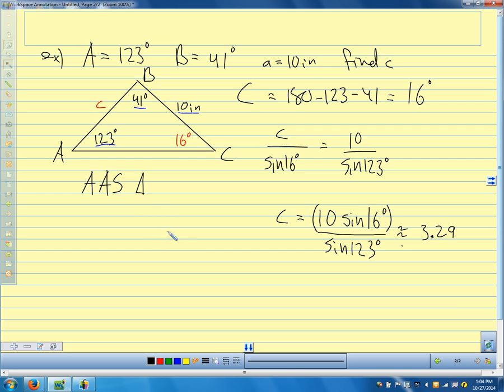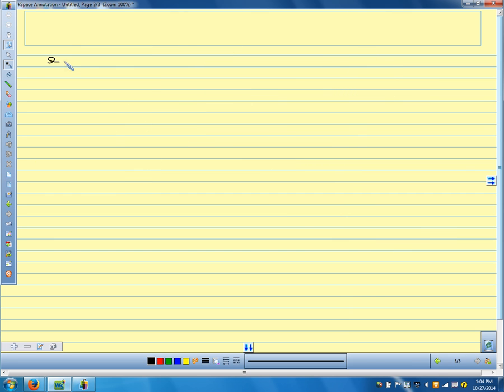All right, questions there? You don't have to solve the whole triangle right away. This particular problem just said find C. So it didn't say solve the triangle, it just said find C. But if we needed to find side B, we'd just use the law of sines one more time to find side B. All right, let's look at one other example.